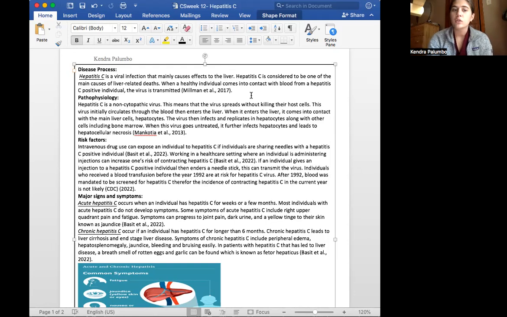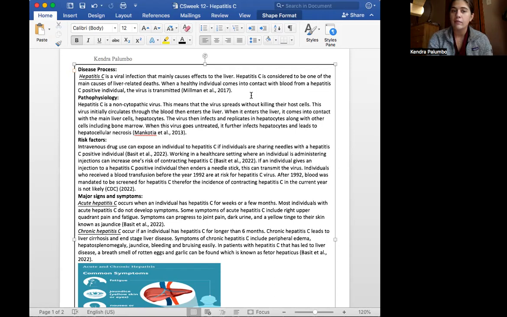Risk factors include IV drug use. If individuals who are hepatitis C positive are sharing IV drug supplies, this can spread the virus. Working in a healthcare setting is also a risk factor. If you're administering an injection to an individual who is hepatitis C positive and you endure a needle stick after, this can transmit the virus.